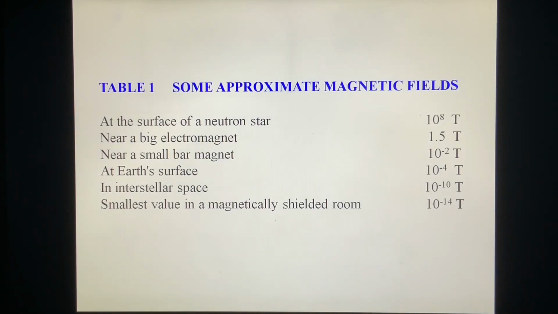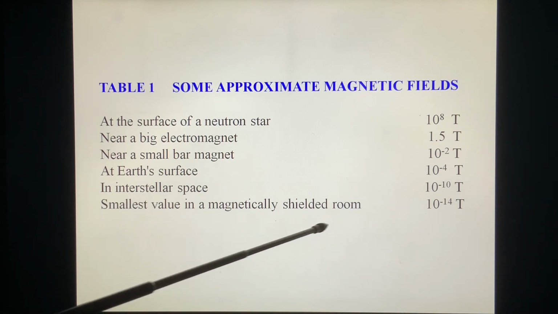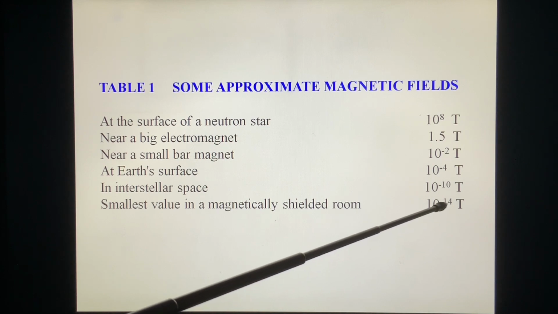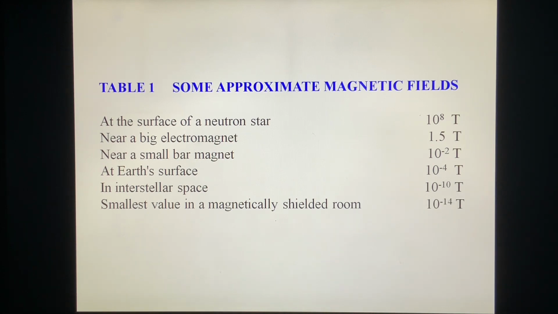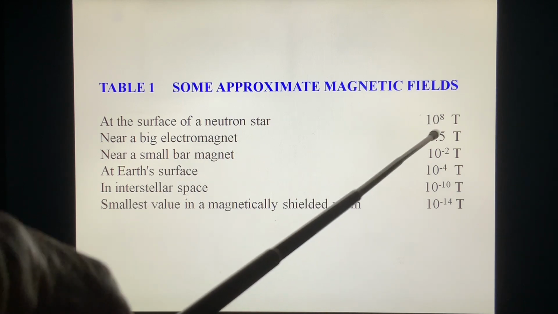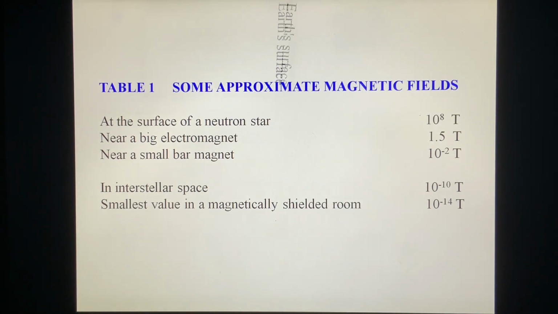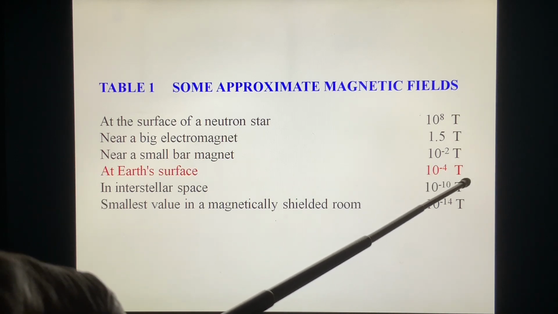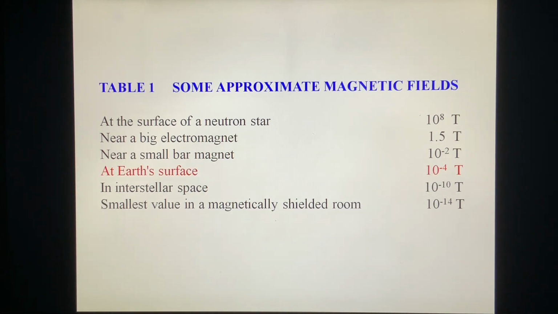Let's see some magnetic fields. The smallest one is very small, 10 to the minus 14 Tesla. And the biggest one, at the surface of a neutron star, is 10 to the 8 Tesla. And our Earth is about 10 to the minus 4 Tesla, which is 1 Gauss, or 0.5 to 1 Gauss.